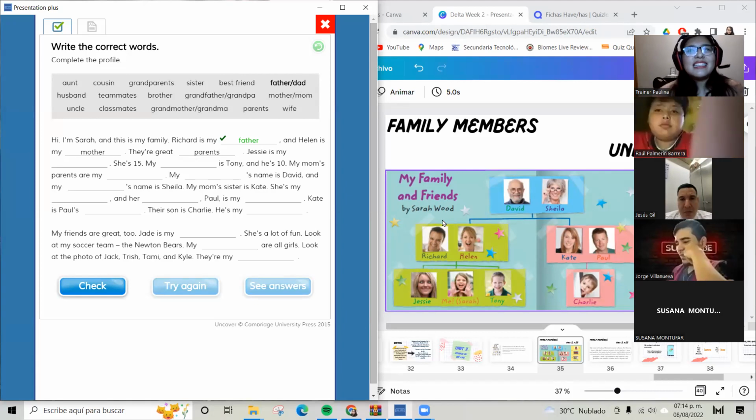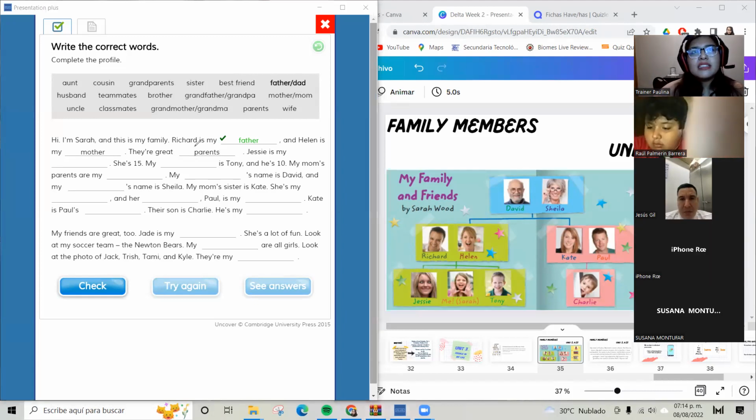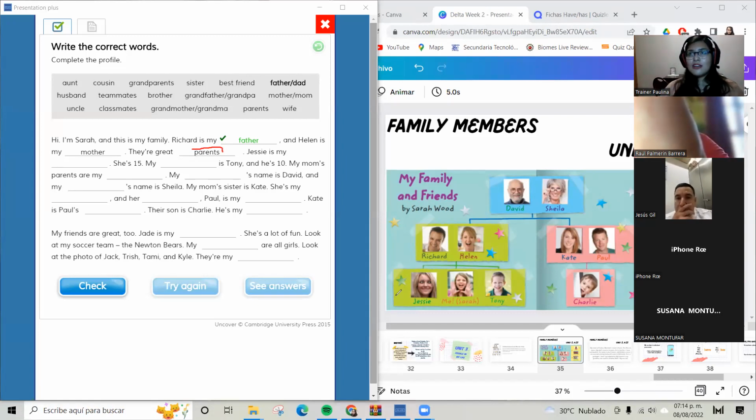Parents. Excellent. How do I use parents? Creo que parents no lo mencionamos el viernes, pero igual es de esos términos que no tienen género. Entonces yo puedo decir my parents y puede ser que yo tenga dos papás, dos mamás o una mamá y un papá. Estamos en tiempos modernos, entonces puede ser cualquier combinación ahí. Pero parents realmente no indica el sexo para nada. It's gender neutral. So they're great parents.